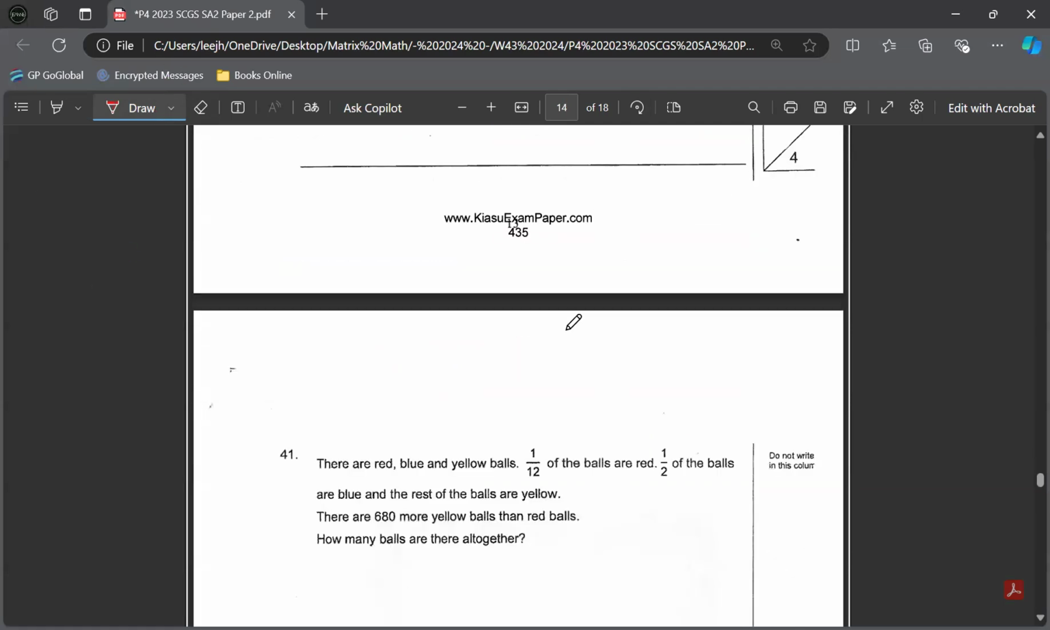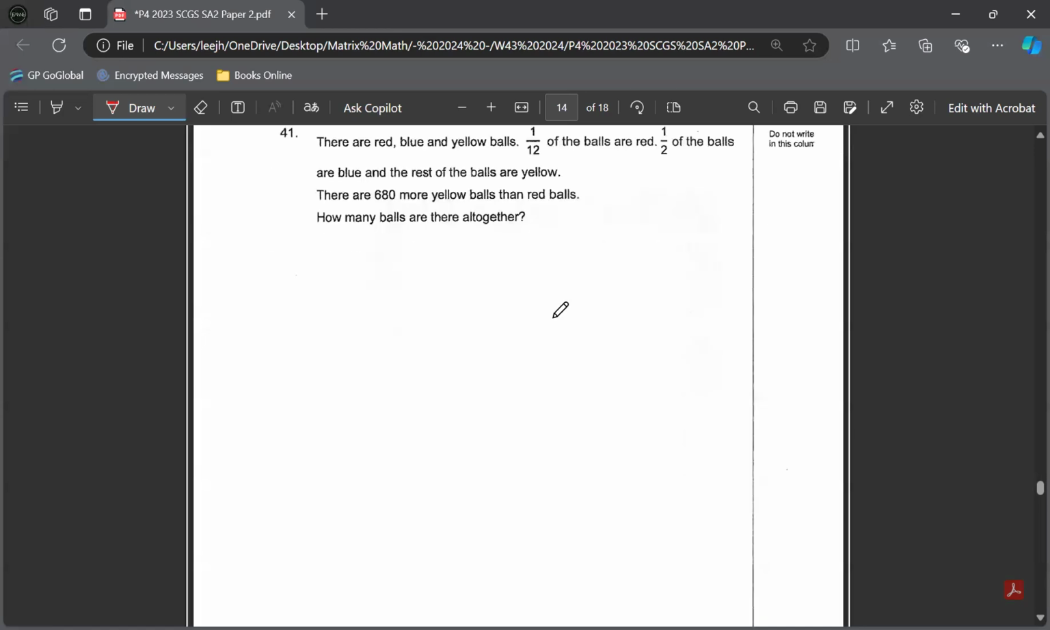Okay, question number 41. There are red, blue, and yellow balls. 1/12 of the balls are red, half of the balls are blue, and the rest of the balls are yellow. There are 680 more yellow balls than red balls. How many balls are there altogether?